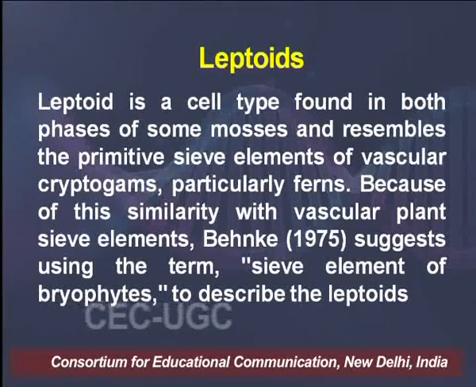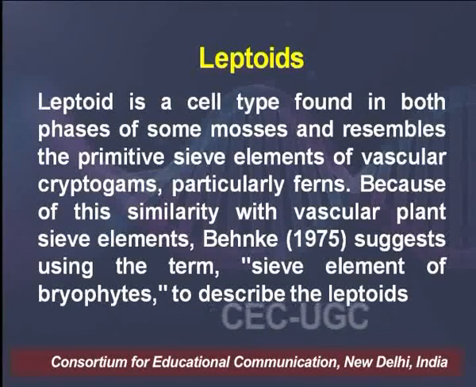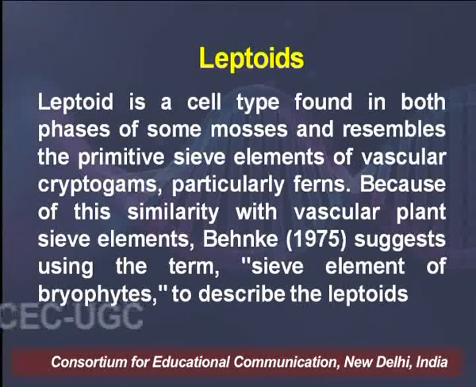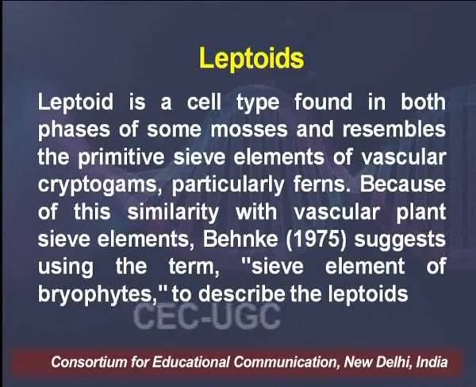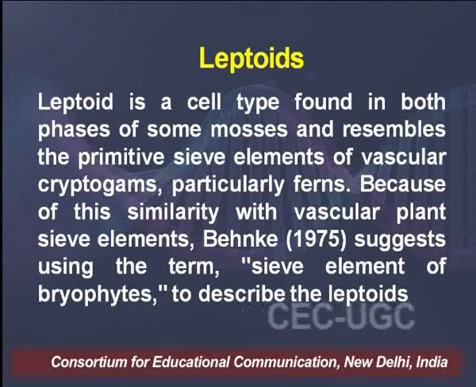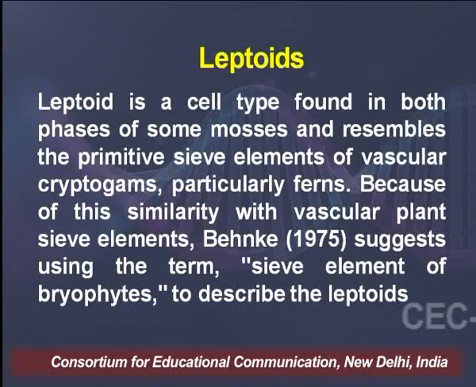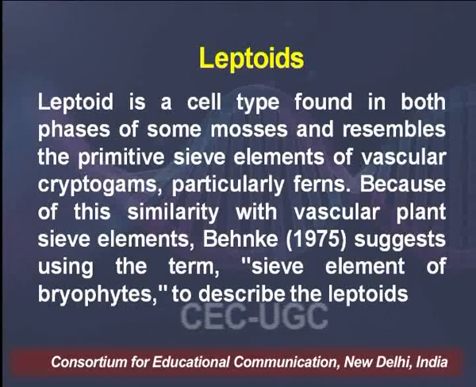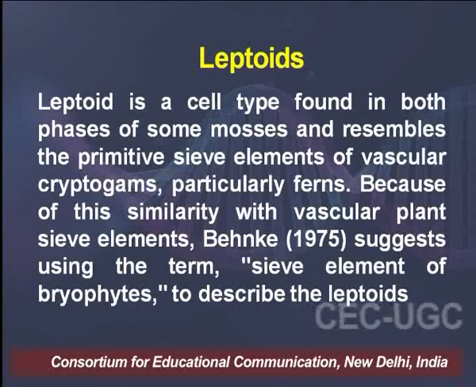Now let us understand what leptoids are. A leptoid is a cell type found in both phases of some mosses and resembles the primitive sieve element of vascular cryptogams, particularly ferns. Because of this similarity with vascular plant sieve elements, Behnke in 1975 suggested the use of the term sieve element of bryophytes to describe the leptoids.